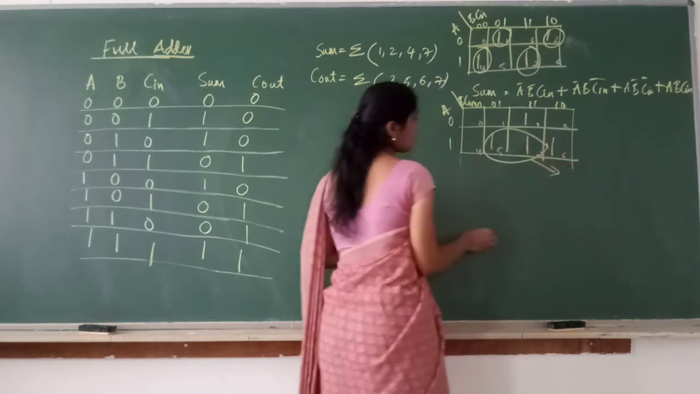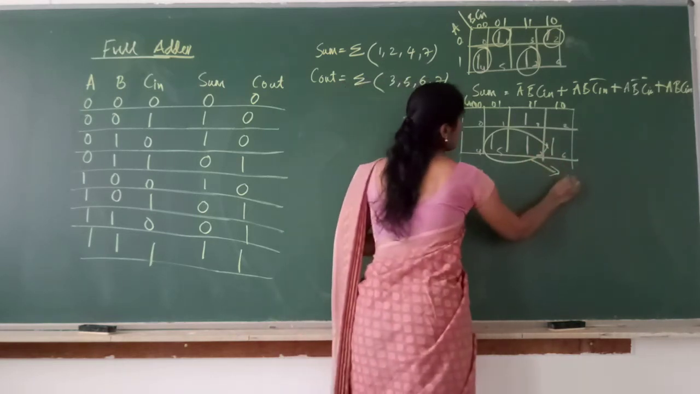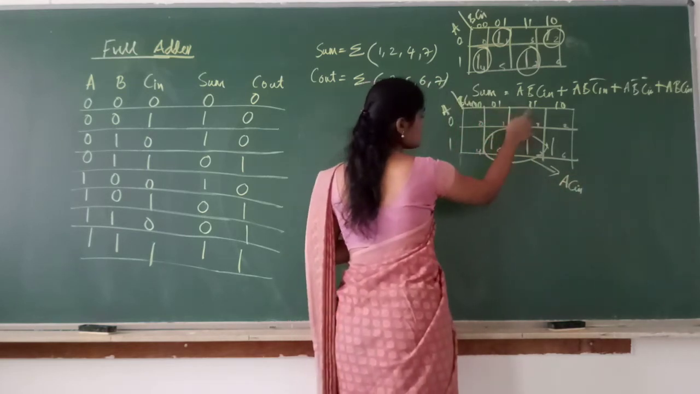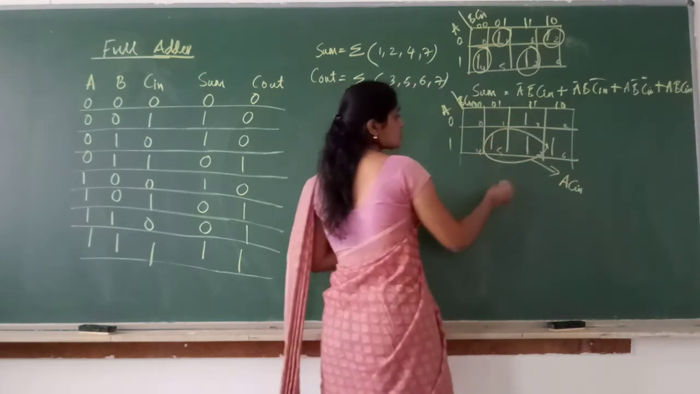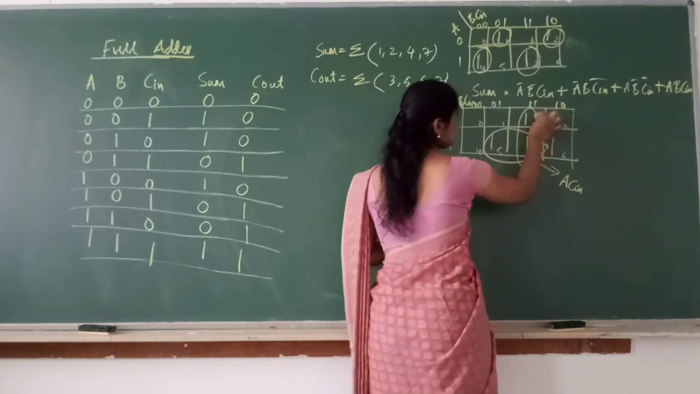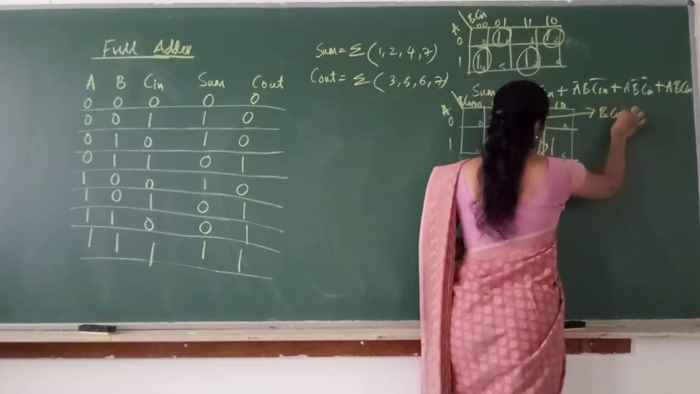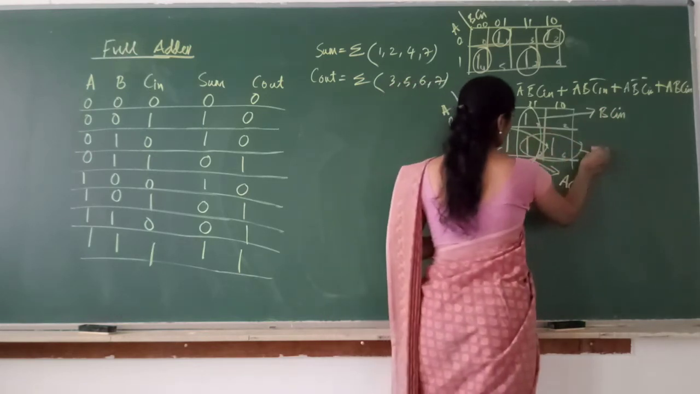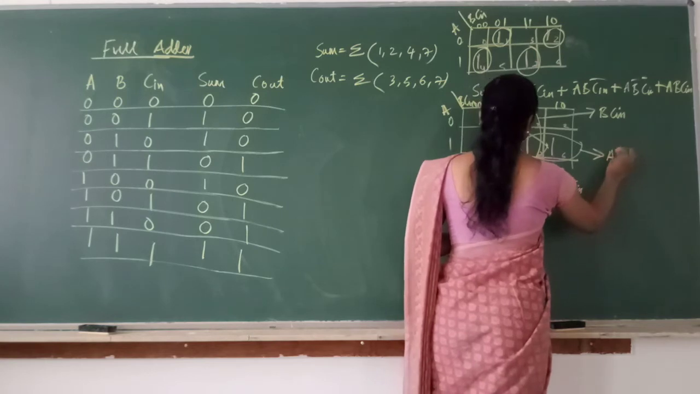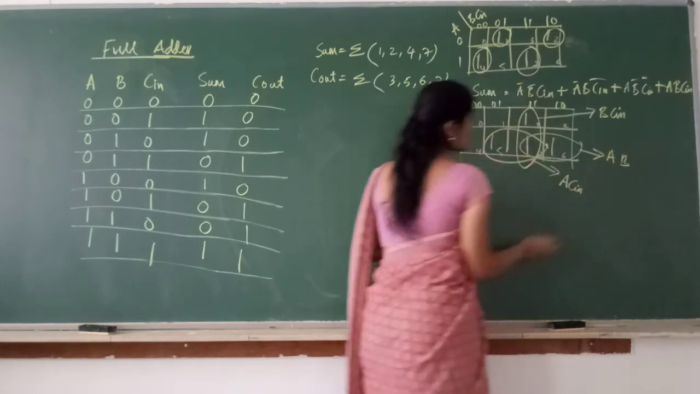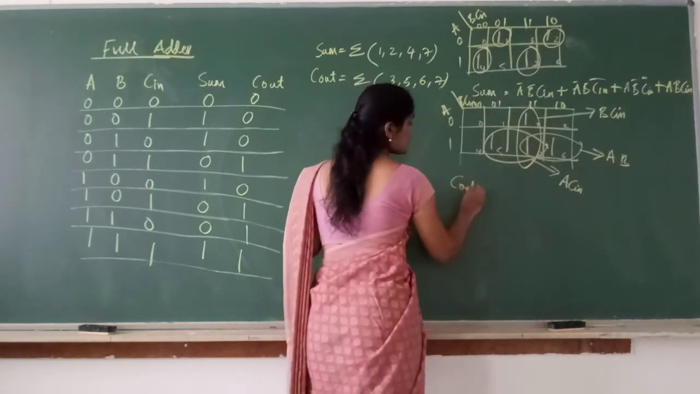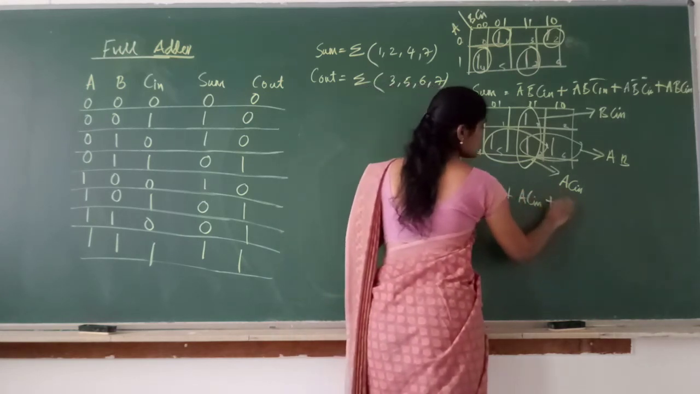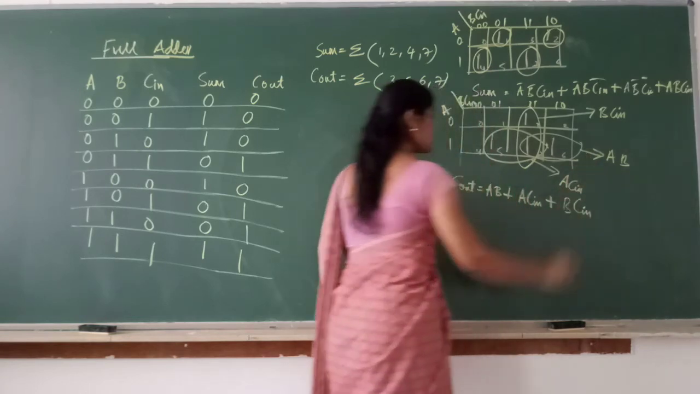Yes. If I group 7 and 5, the equation I get is A, C in. If I group 3 and 7, I get B, C in. Similarly, to cover the minterm 6, if I group 6 and 7, I get the equation A, B. So what is the equation for carry? C out is equal to AB plus A C in plus B C in. So this is the equation I have got.